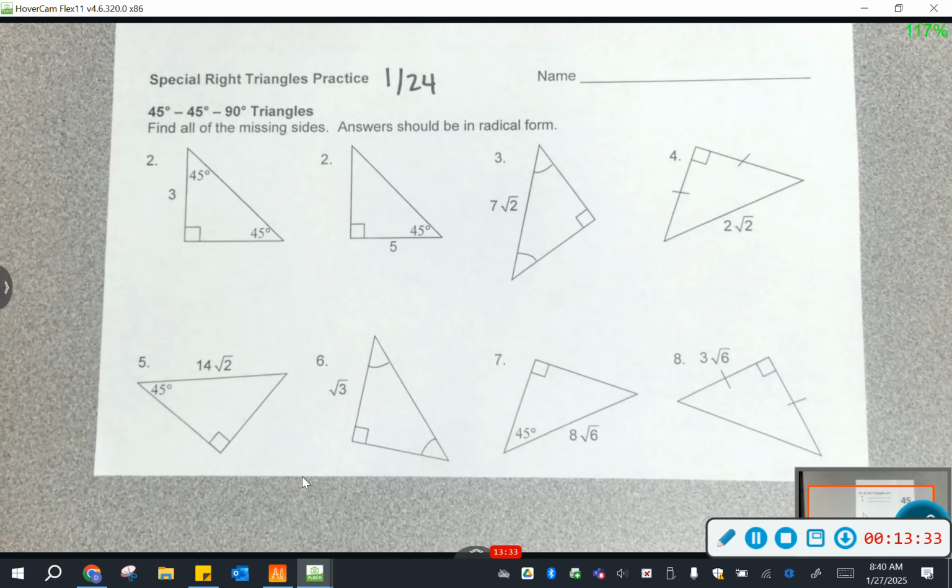Alright, you have 1 minute to glue this in, then we're going to do the worksheet. You're not gluing that in. You're gluing this one in first, though. Well, then go get it.